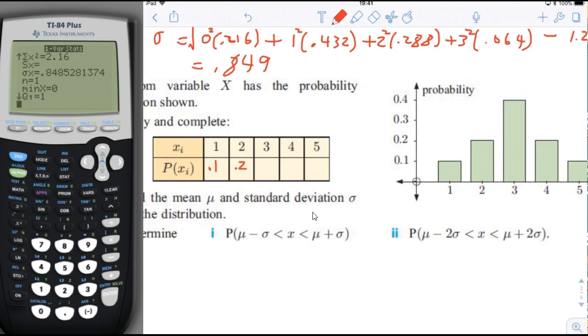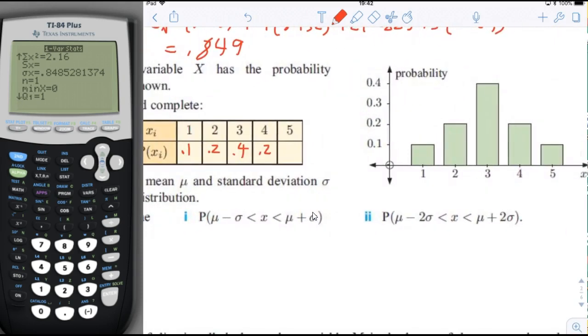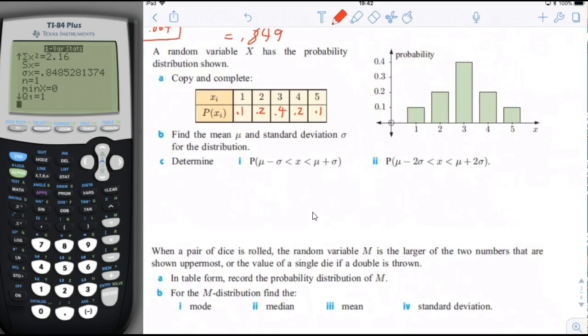Third one is 0.4. The fourth one is 0.2. The fifth one is 0.1. Okay. Find the mean and standard deviation sigma for the distribution.